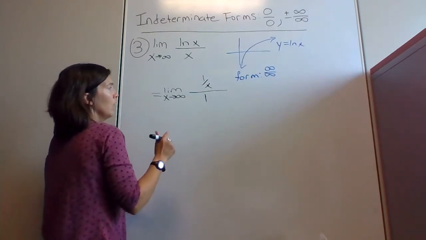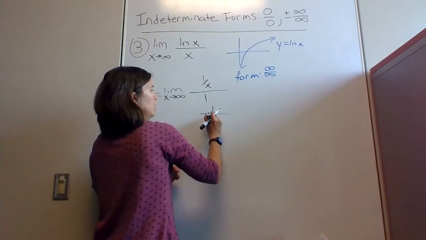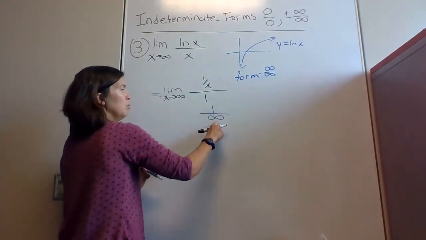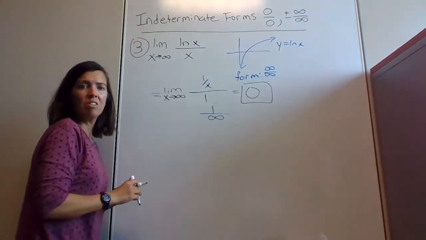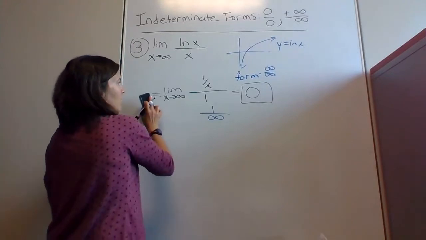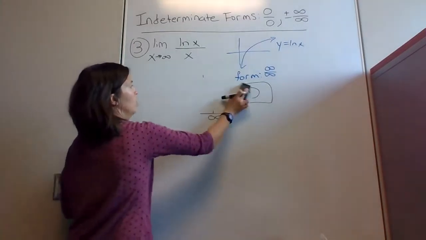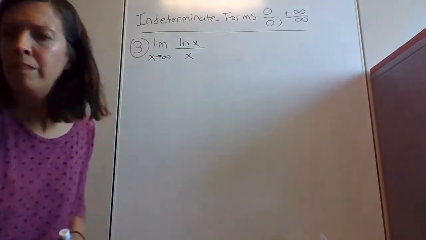And now this limit has the form 1 over infinity. So finite number over infinity, this is approaching 0. So the limit in this case is 0. All right, now I've got another example for you. It's going to get quite a bit more complicated.